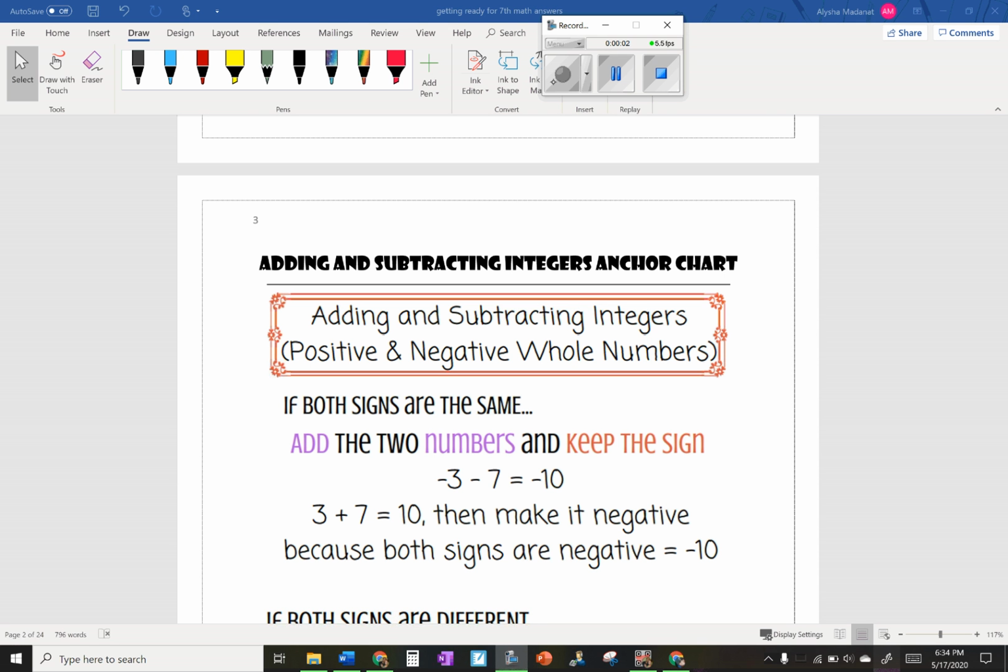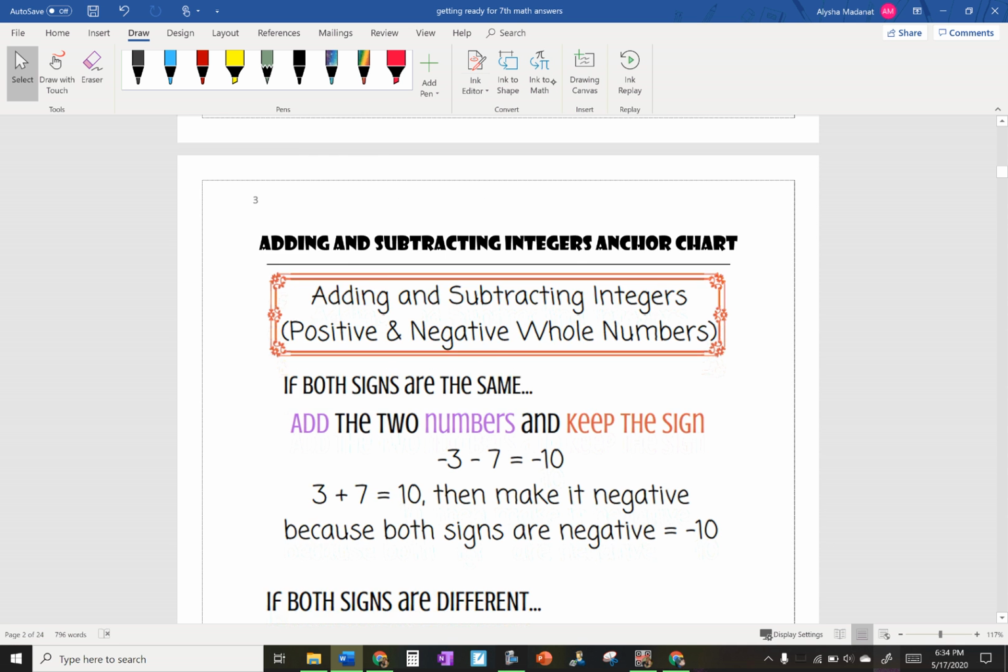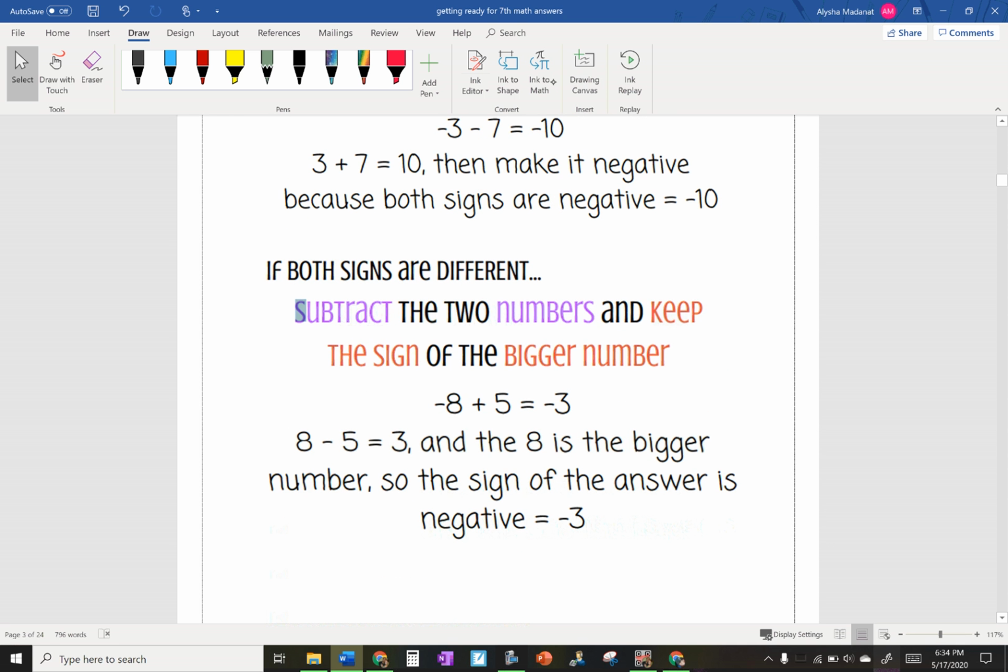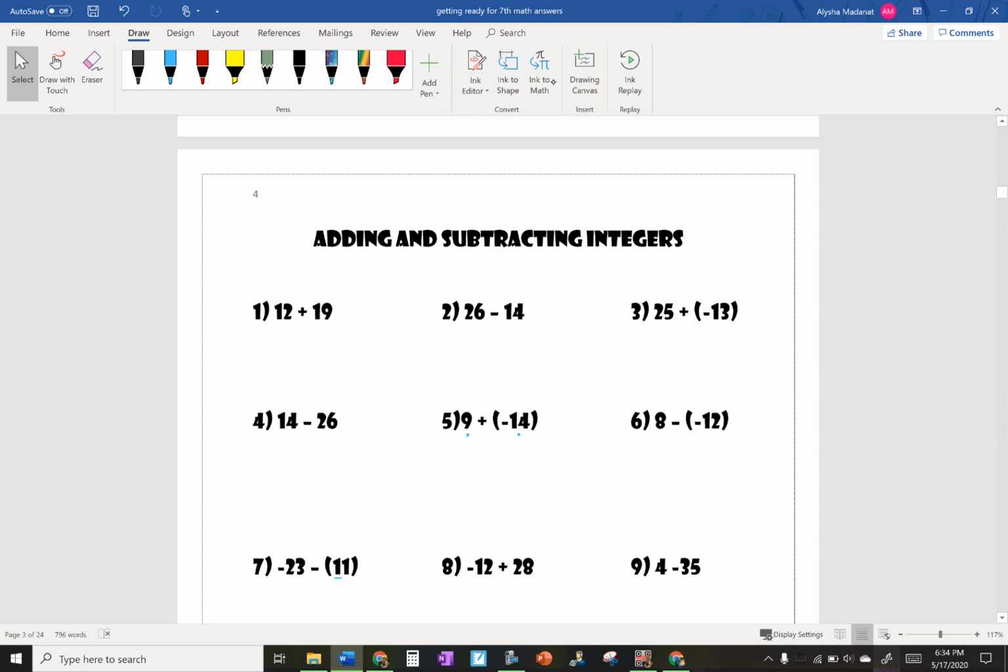All right, you're adding and subtracting integers. Remember that if you are adding numbers or integers that have the same signs, you're going to add and keep the sign. And then if you're subtracting, you know to subtract when they have different signs, and then you keep the sign of the greater absolute value.